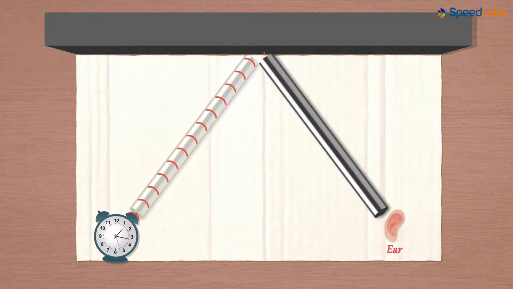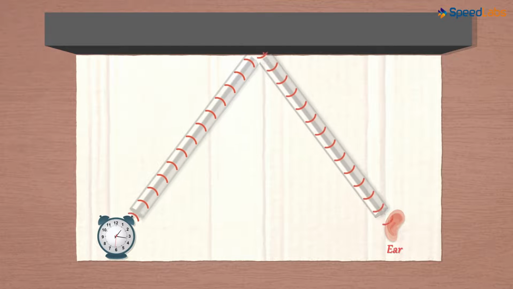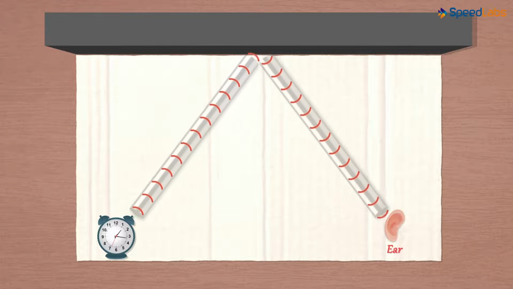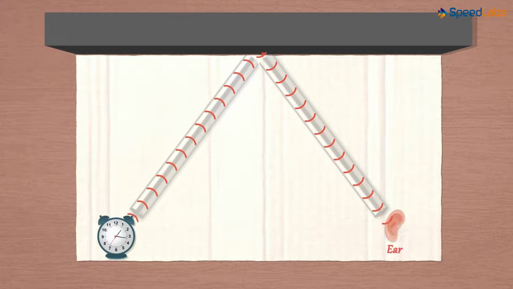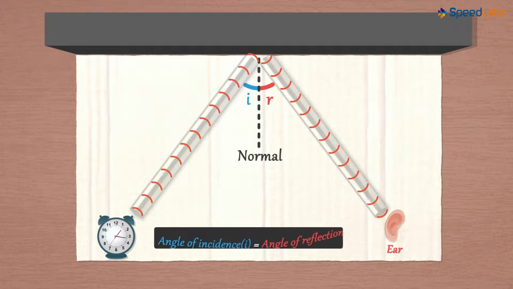The sound wave from the clock passes through this pipe and is incident on the wall. It gets reflected and passes through the other pipe and enters your ear. You will notice that these two angles are approximately equal. The angle of incidence will be equal to the angle of reflection if we ignore any human errors.